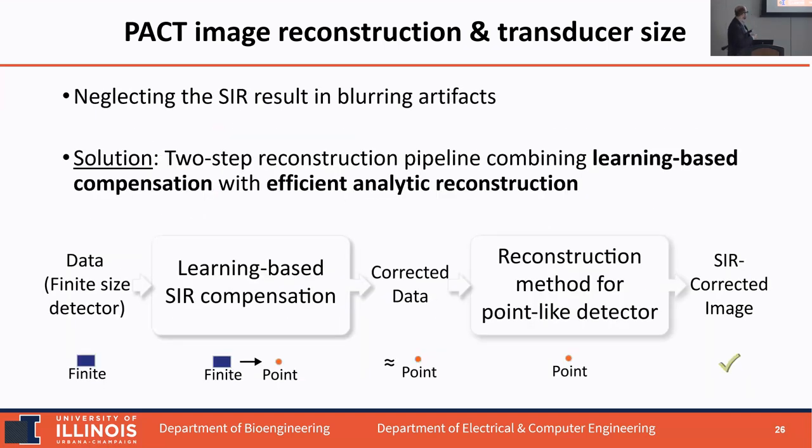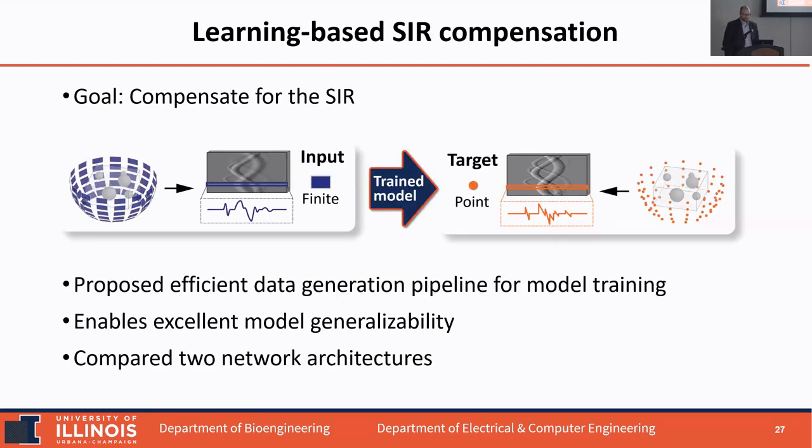Okay, so I just told you that neglecting the finite size of the transducer results in blurring artifacts. We're going to propose essentially a data restoration method where we start off with data acquired by a finite size detector. We use a learned model to correct the data, and then we have an approximation of point-like measurements, and then we'll use just a standard reconstruction method to quickly reconstruct the image. Again, this is just another schematic, summarizing what I already said. One of the key things here, which I'm going to tell you in one moment, is how we produce synthetic data for training, and this enabled the model to generalize in a fantastic way.